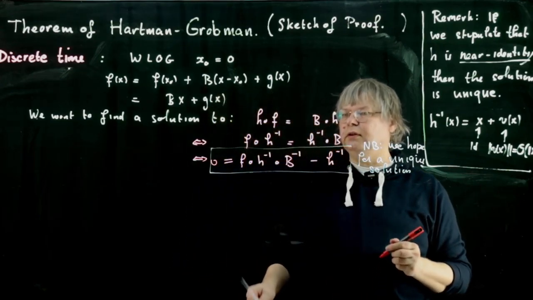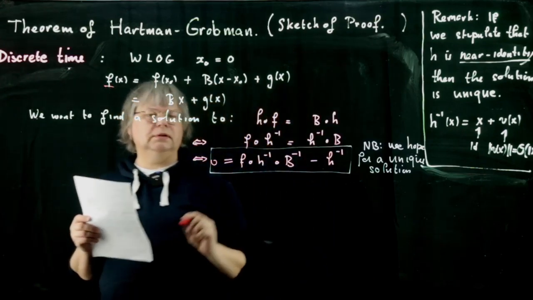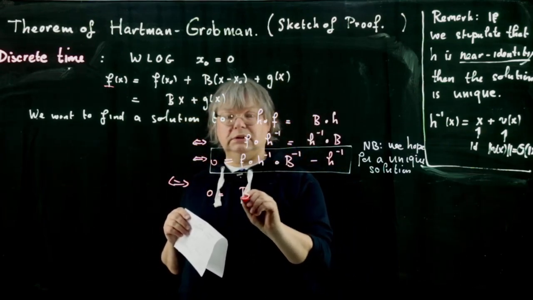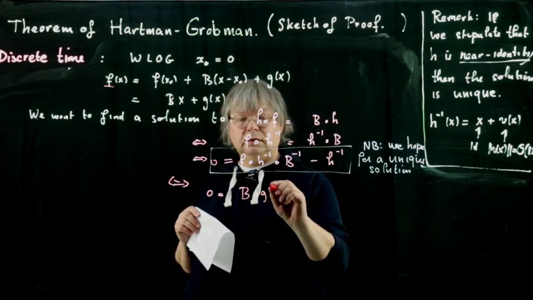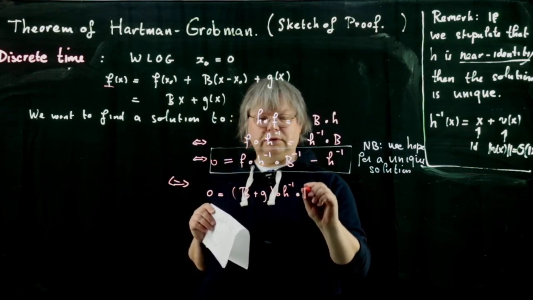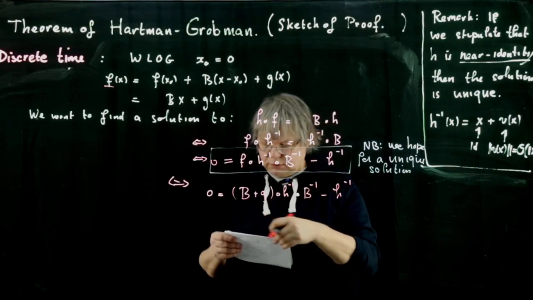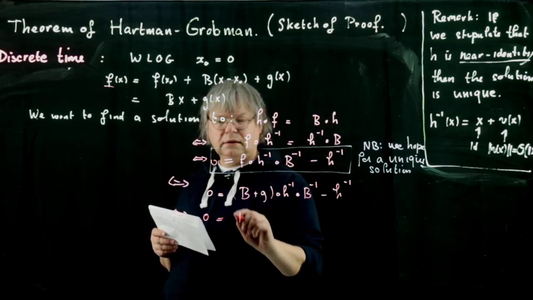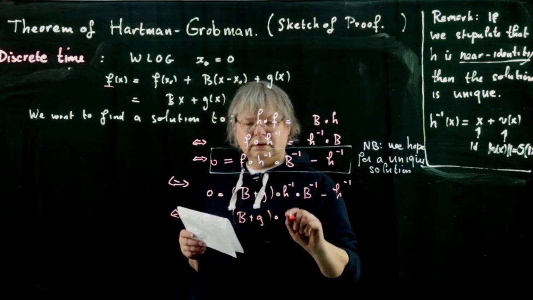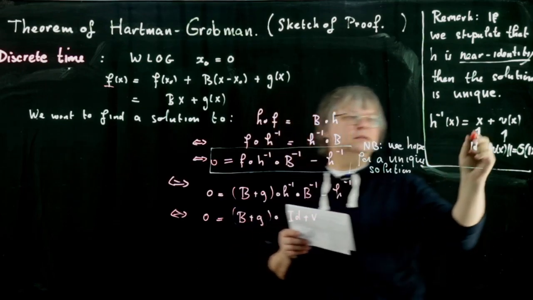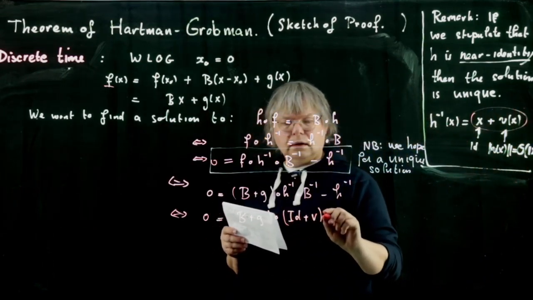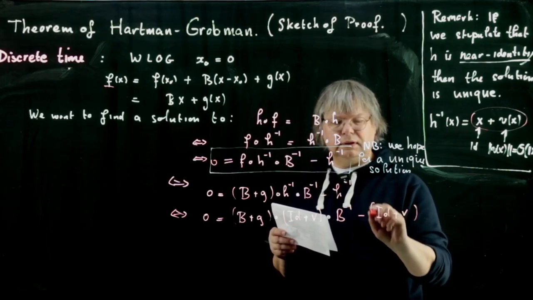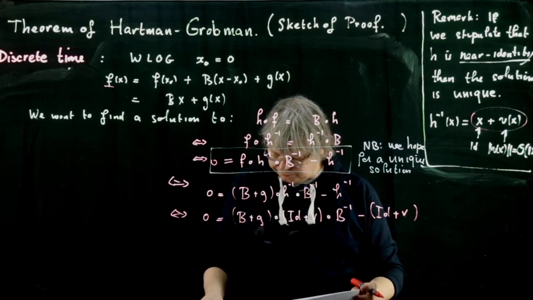Okay, let's decompose it a bit further by inserting what f is, because f is this one. So then we get that 0 is, well, f is B plus g composed with h inverse composed with B inverse minus h inverse. And now I'm going to recall that h is a near identity, so then I get the identity plus this perturbation from the identity, that is this formula, composed with B inverse minus the identity plus V, and that is still equal to 0.